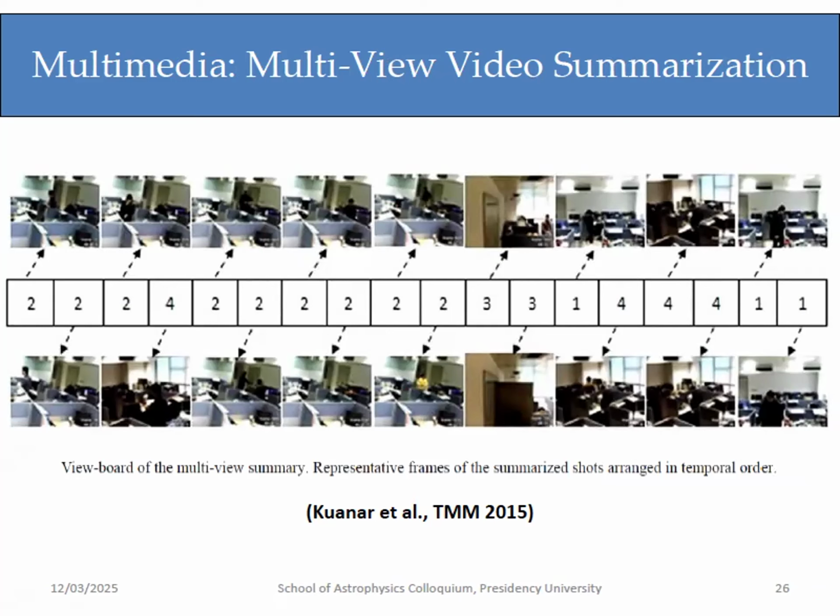There could be a lot of redundancy, because most of the time maybe nothing is happening, right? So you have to remove that redundancy, and this is a summary. These numbers, 2, 4, 3, 1, are from different cameras, from which you get this view, and then you can finally stitch them to make a decision.